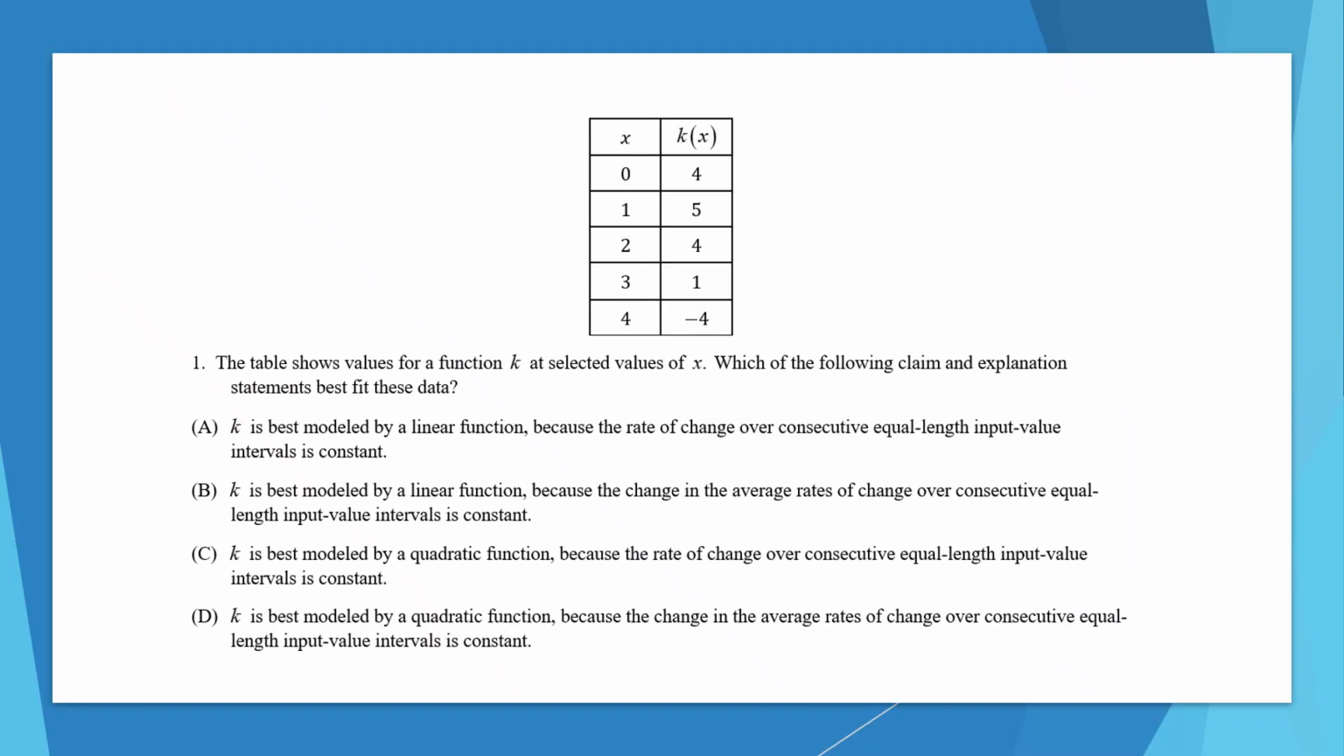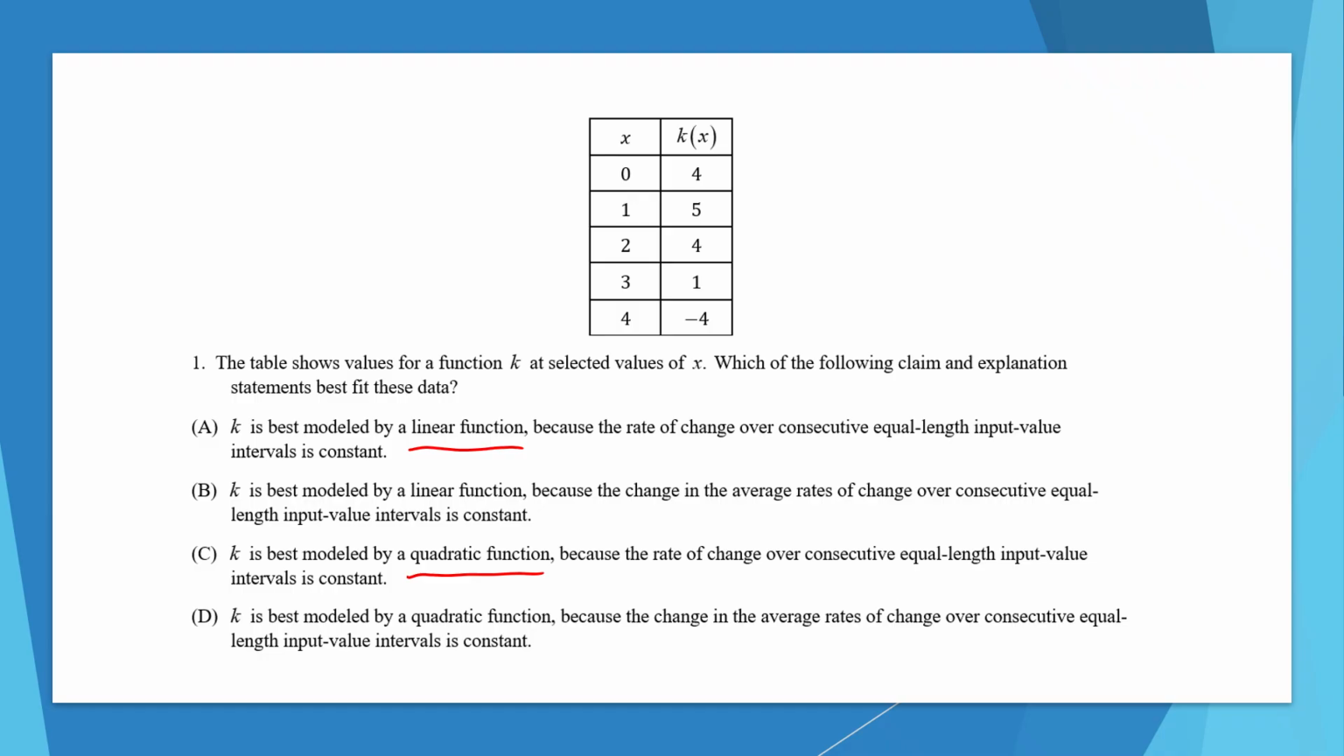All right, so pause the video if you haven't done this first 3-peat yet, because I am about to go over the answer. So for number 1, we have a table of k that shows values at selected values of x. Which of the following claim and explanation statements best fit this data? And so here we're given 2 options. It's either linear or quadratic, and then with an explanation. So let's first identify whether it's linear or quadratic.